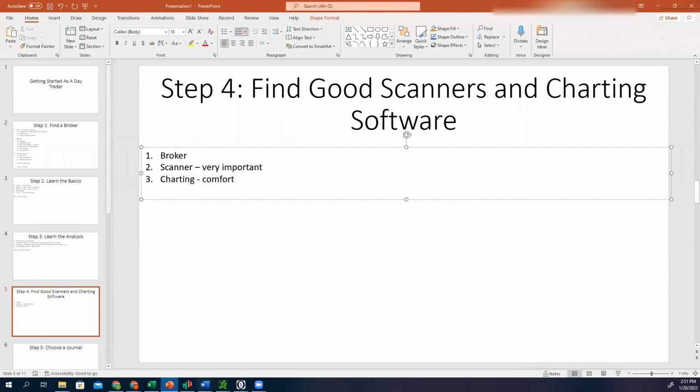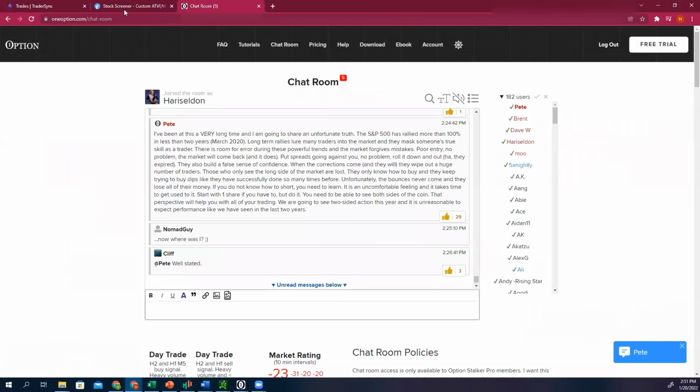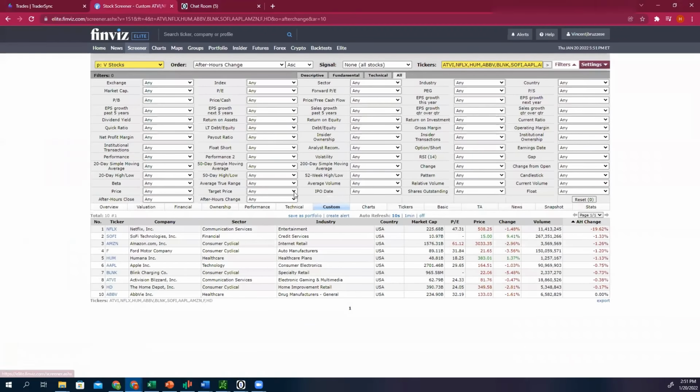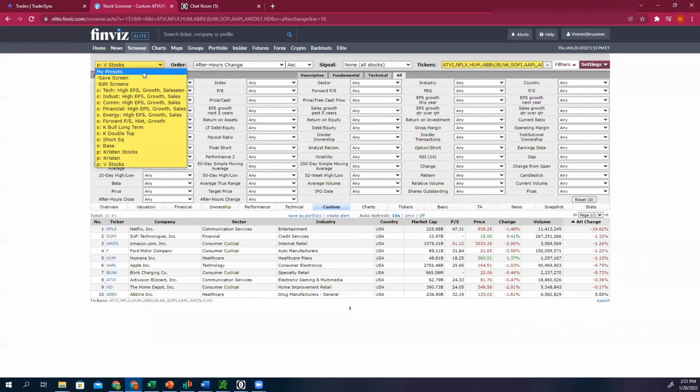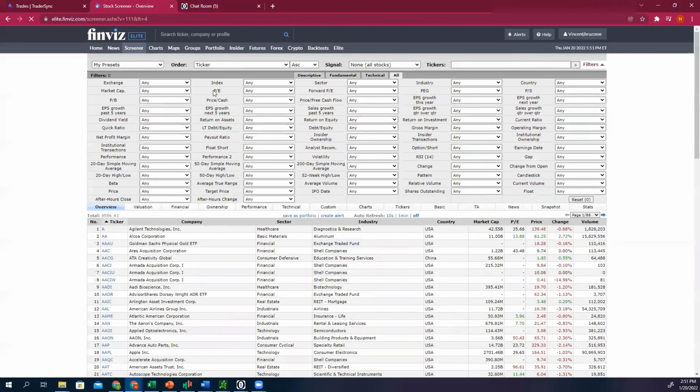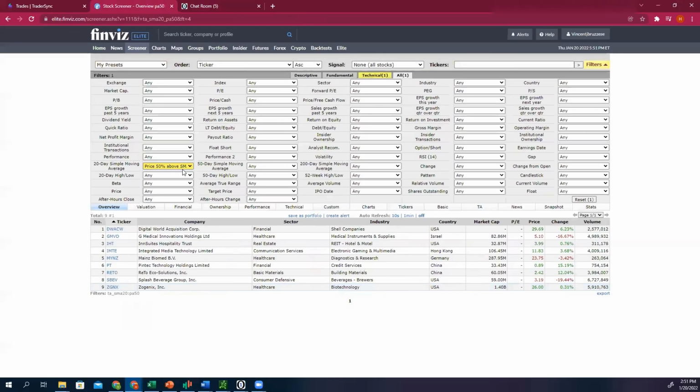There are also scanners like Finviz, right? This is a free scanner. You can pay for the Elite, which I do, and it gives some extra options, but you can go here and scan for stocks that are 50% above their 20-day moving average, and you can make sure that they have high relative volume, all of that. It's limited. You're limited to these choices, but for a free scanner, it's pretty good.